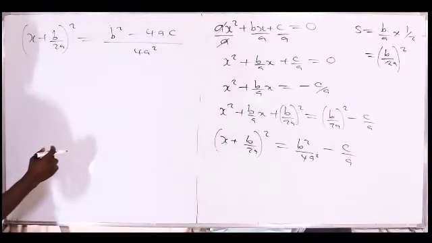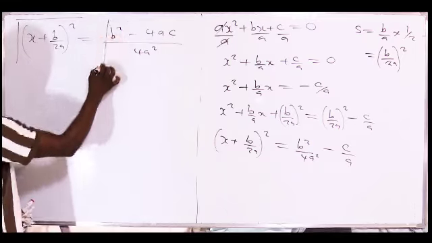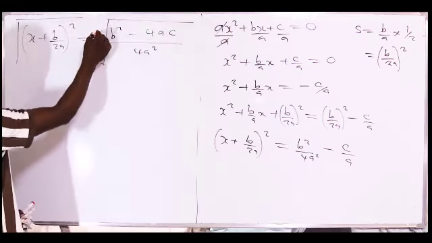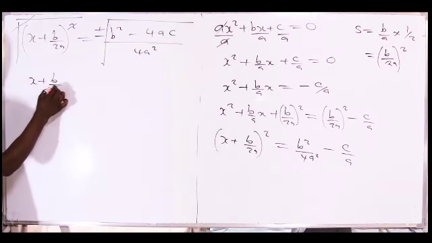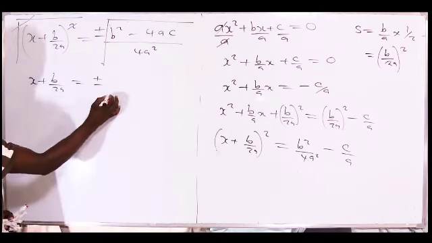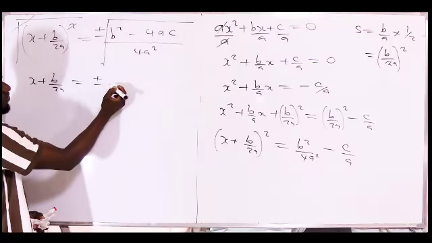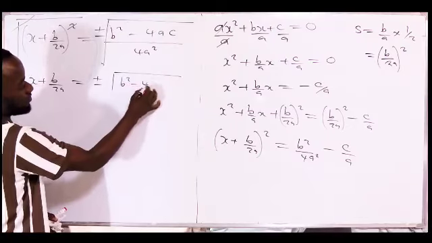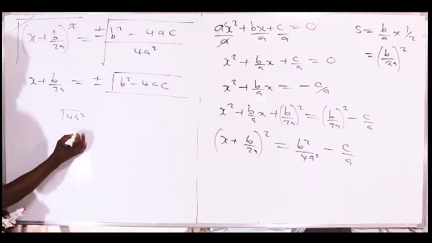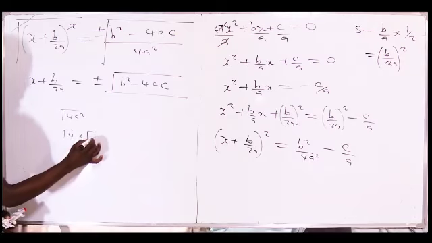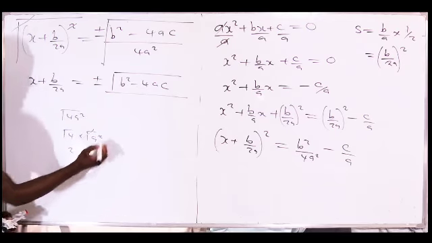Okay, now from there, remember we are completing the square. So to get rid of the square on the left, we introduce a square root, and also on this side we introduce a square root. Upon introducing a square root, remember we say it is plus or minus, so that the square and the root cancel. You have x plus b over 2a is equal to plus or minus the root of b squared minus 4ac over the square root of 4a squared. This is the same as the square root of 4 times the square root of a squared. The square of a and the root cancel. Square root of 4 is 2, and 2 multiplied by a is 2a.